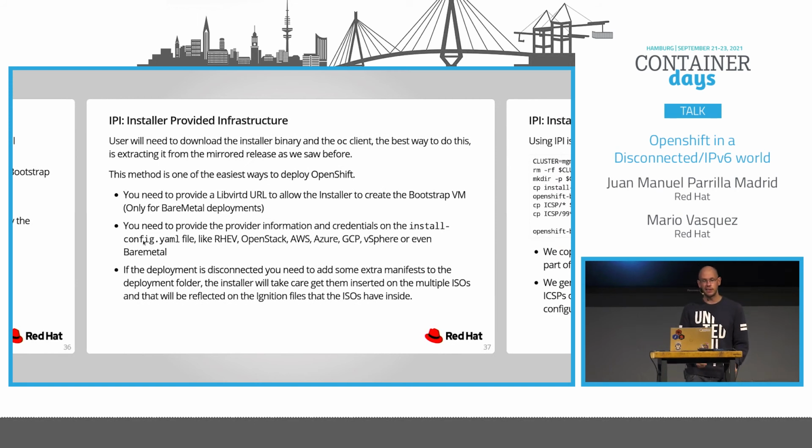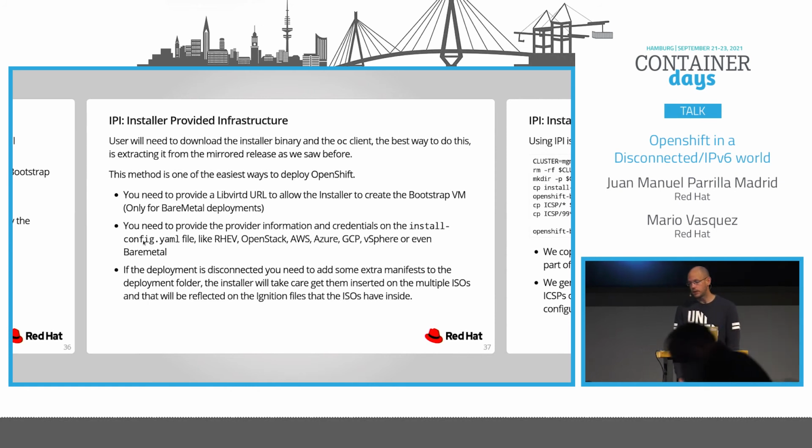IPI mode is the easy way to deploy OpenShift on-premise and also on cloud. You need to provide a libvirt URL to allow the installer to raise a VM, and with that, start the bootstrap process. You need to provide the credentials for the provider itself.